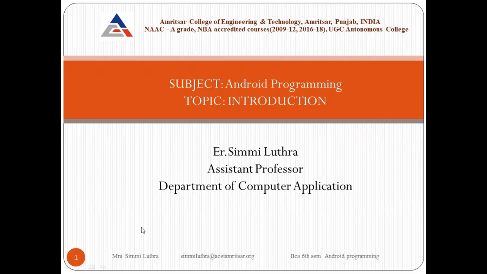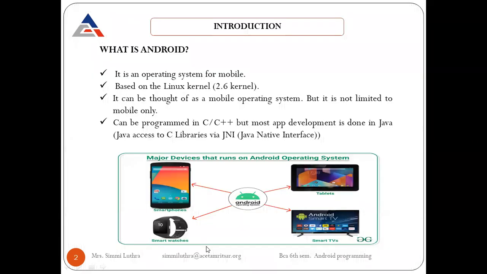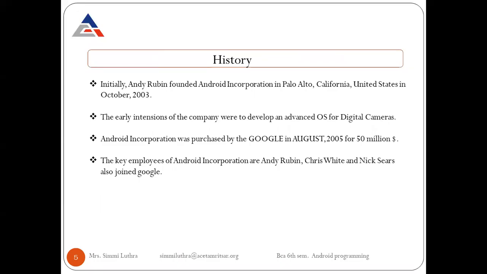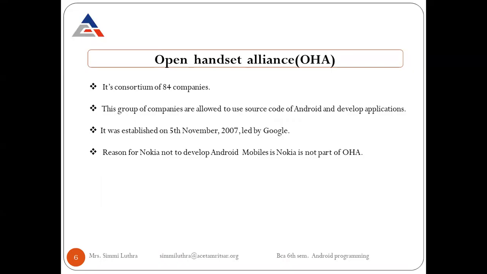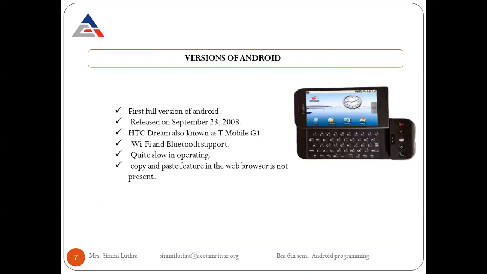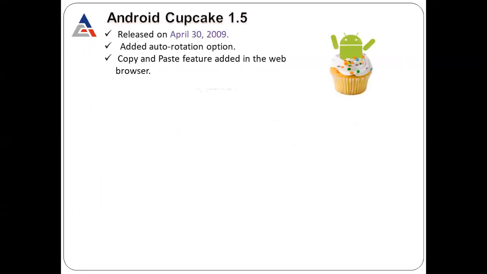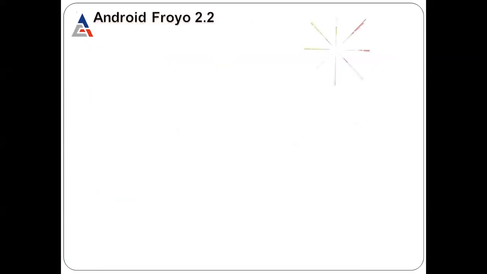Okay, students, let's start today's lecture. In the previous lecture, we discussed first the basic introduction about Android. What is Android? Then after that, we discussed what is a mobile application. Then we discussed the history of Android. Then after that, we discussed what is OHA, Open Handset Alliance. Then after the history of Android, we discussed different versions of Android. Then after versions of Android, we discussed different features of Android.